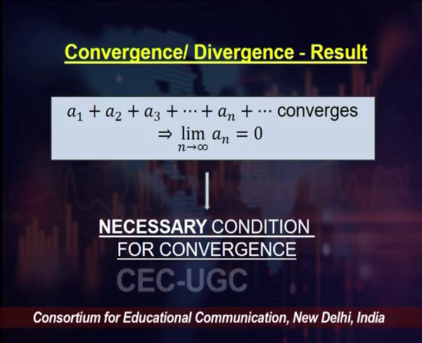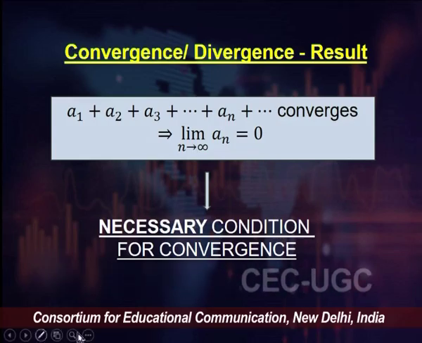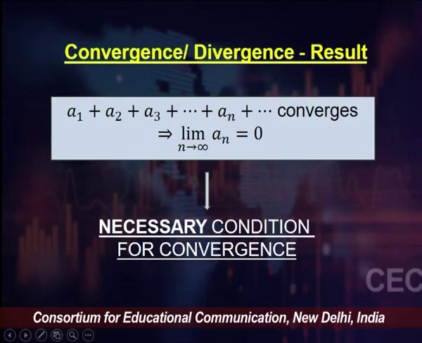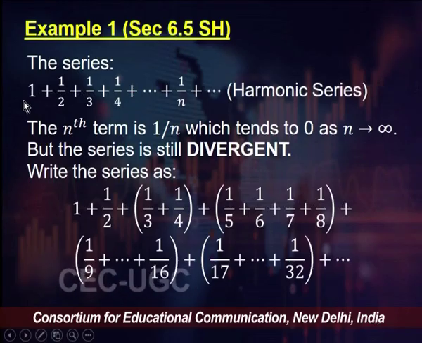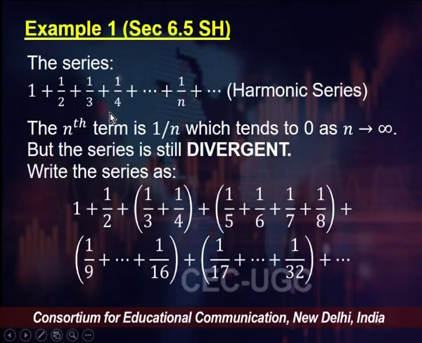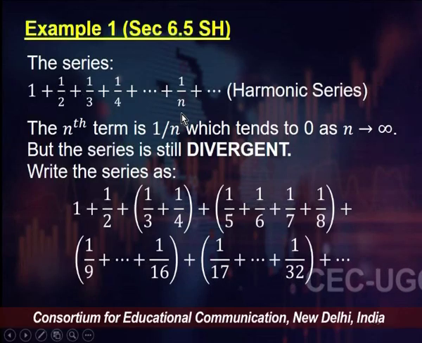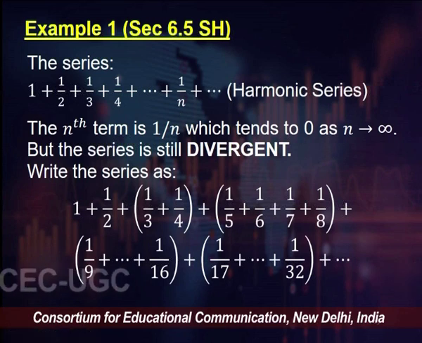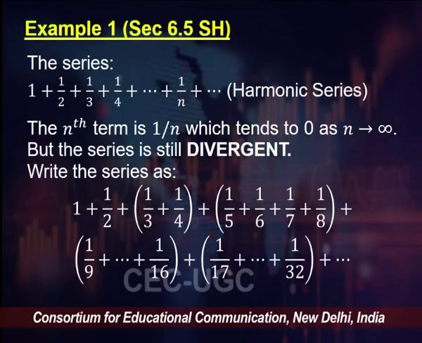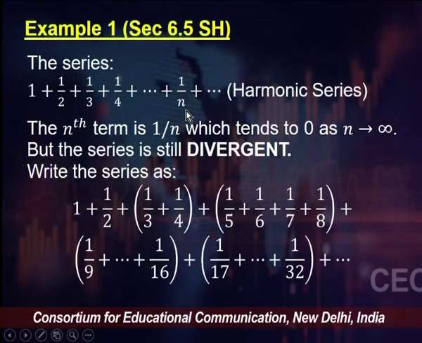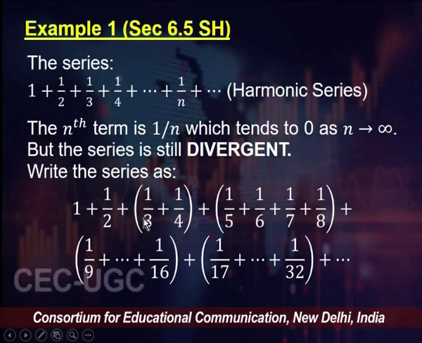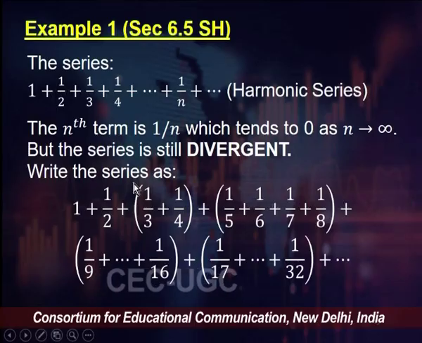And to illustrate this, let me show you an example of what is known as a harmonic series. This is given by 1 plus half plus 1/3 plus 1/4 and so on. The general term here is 1 by n. Now here you can clearly see that the nth term tends to 0. The nth term here is 1 by n and it clearly tends to 0 as n tends to infinity. But this series is not convergent. This series is divergent.